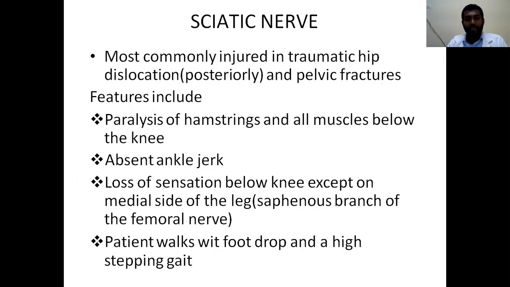Now your sciatic nerve, this is the most commonly injured nerve in traumatic hip dislocation and pelvic fractures, common in old age. Now the features include paralysis of the hamstrings and all the muscles below the knee. Because all the muscles below the knee are involved, there is no ankle jerk. There is loss of sensation below knee except on the medial side because it is supplied by the saphenous branch of the femoral nerve. The patient walks with a foot drop and a high stepping gait.